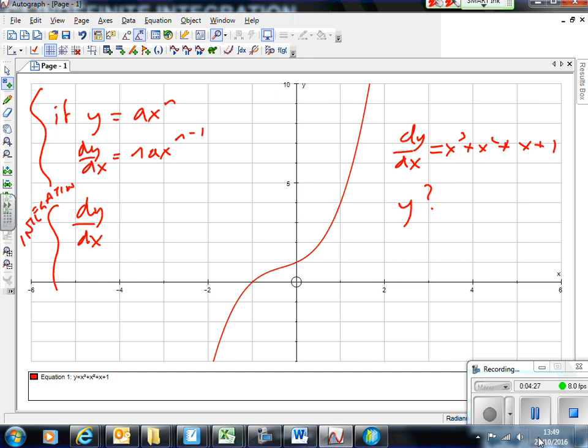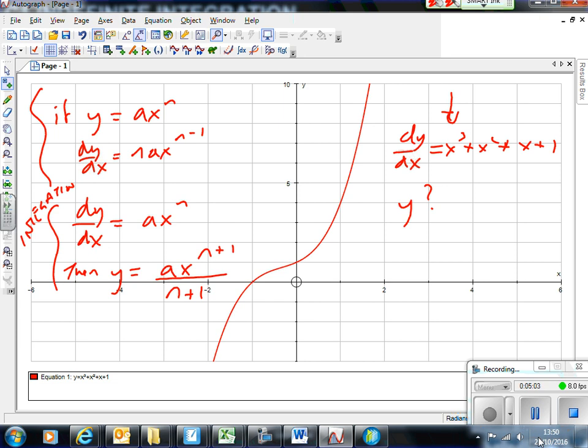So integration, starting with ax to the n. So here's an example, isn't it? a is 1 and n is 3. Then y, it would make sense that if you integrate it, you're going to do the opposite to what you did before. So instead of subtracting 1 from the power, we would add 1 to the power. And instead of timesing the power down, we would divide by that new power. Can you see? So integration: add 1 to the power, divide by the new power.